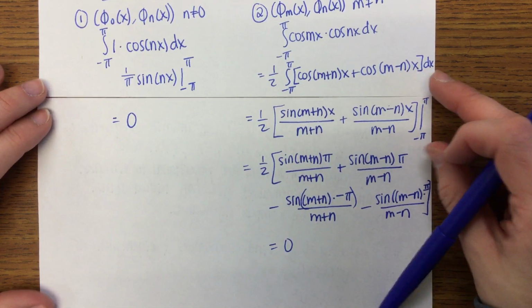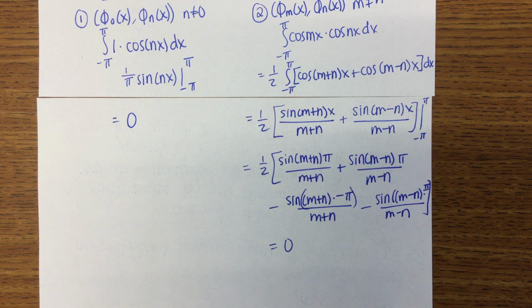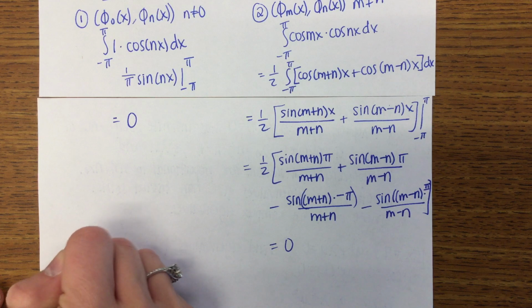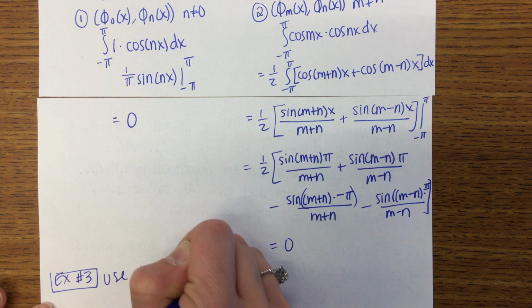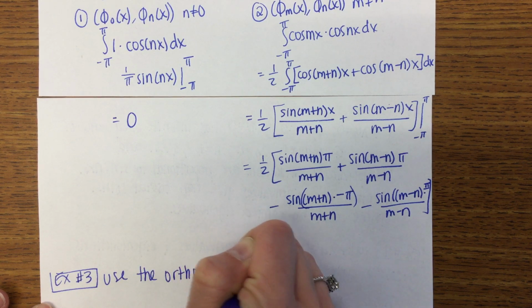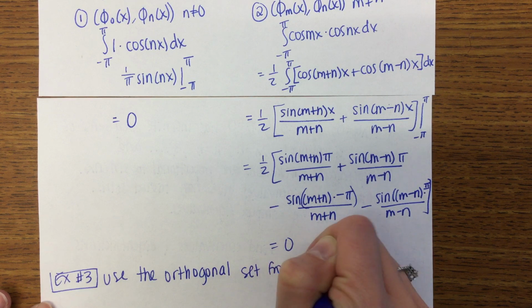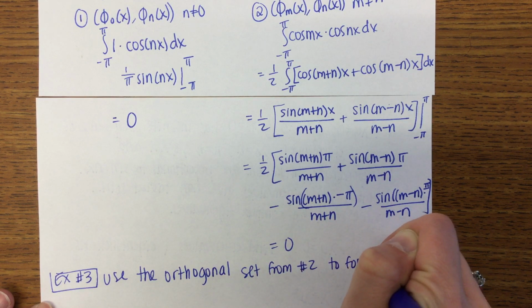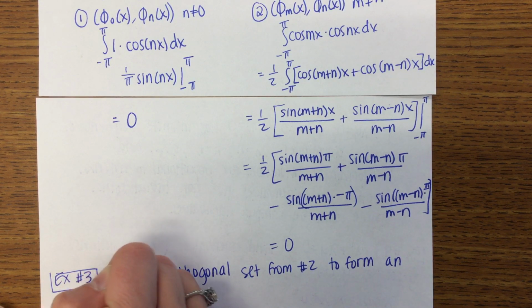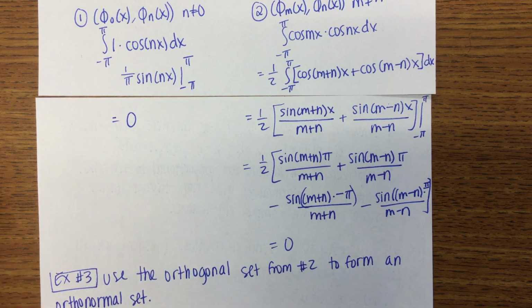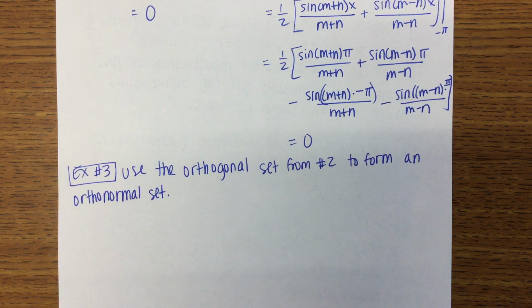Okay, we go on to orthonormal sets. What we are now going to do is use the orthogonal set from number 2, the example we just looked at, to form an orthonormal set. So again, we have to find the norm of 2 different functions. We need to find the norm of the 1, and then we need to find the norm of cosine.